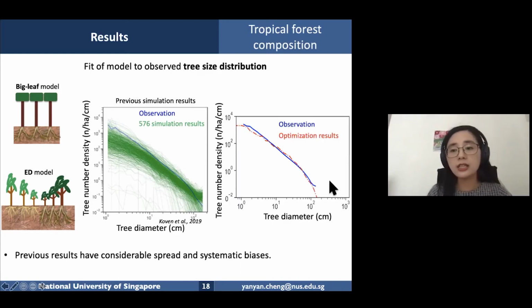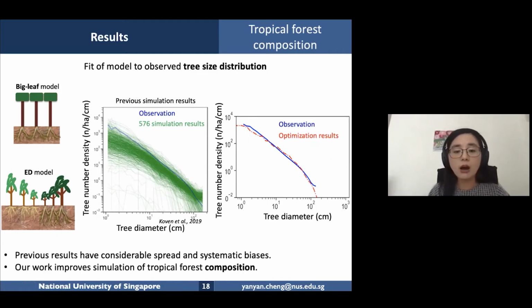And this is our modeling result. Here the blue color is the observation again, and the red color is our optimization results. So we can see our work improves the simulation of this tropical forest composition by capturing the different sizes of tropical forest corresponding to their density.